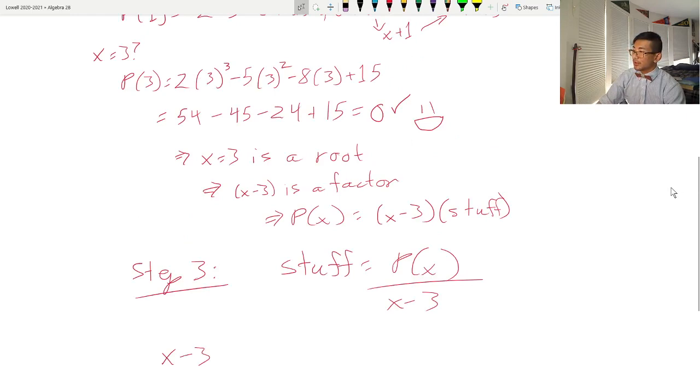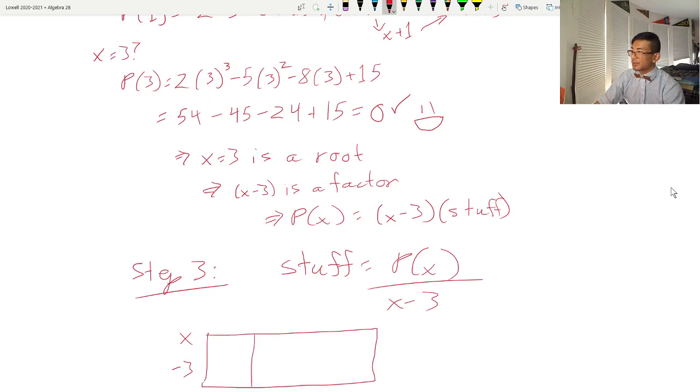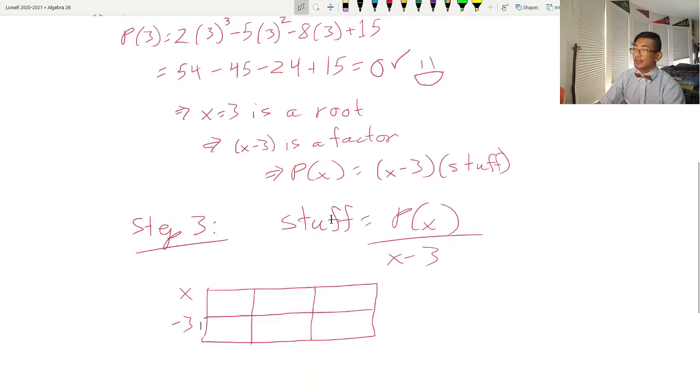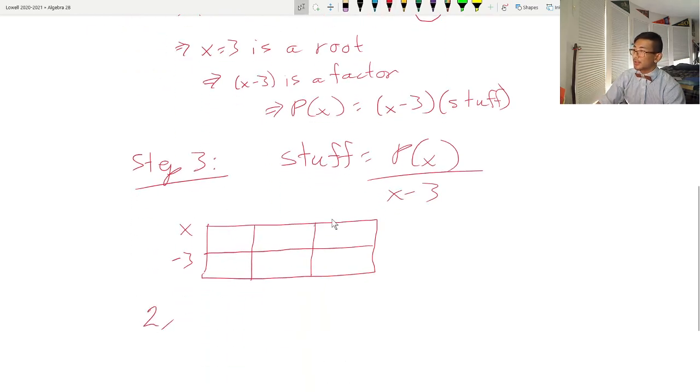I will use, should I use the boxes or the long division? Oh yeah, well, what the heck, I'll use the boxes. I like using the boxes every so often. x and then negative 3. We're gonna figure out what goes on top here. Like so. And again, we're gonna want to get eventually 2x cubed minus 5x squared minus 8x plus 15.